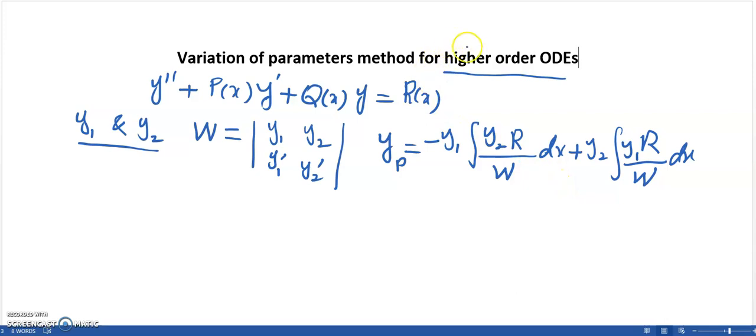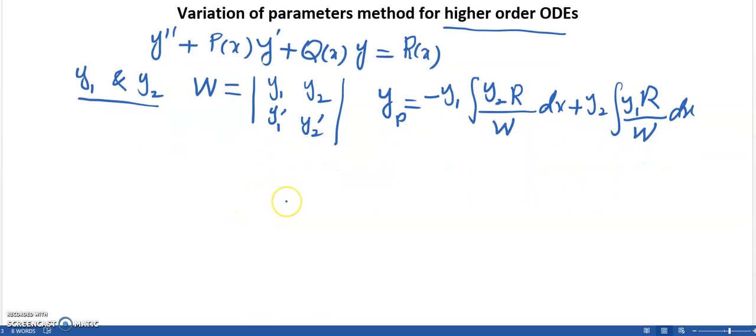But for example, if we have a third order ordinary differential equation, then we cannot apply this formula. We must have some other formula, so we can generalize it. Let me show you how we can generalize it. This second order formula can be put in two components: yp1 plus yp2, where yp1 is this one and yp2 is this one.